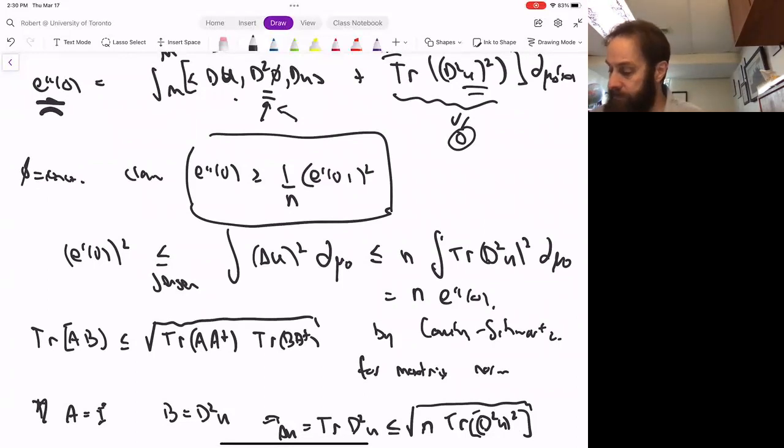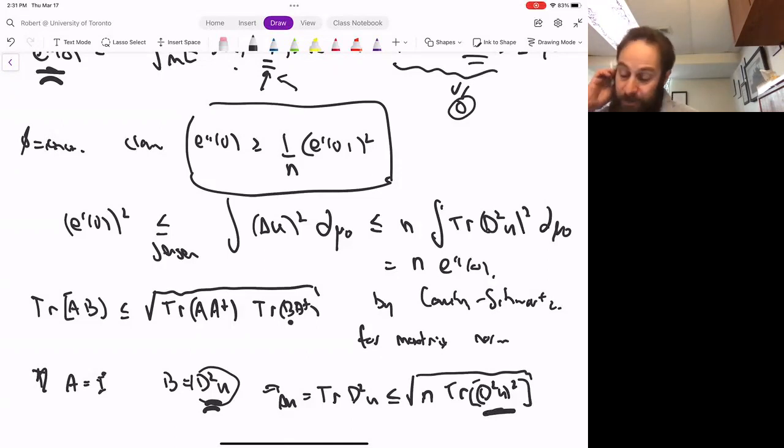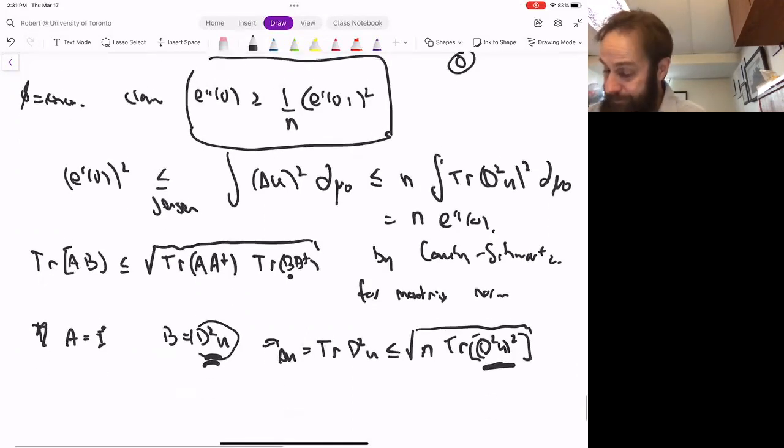And it's very important that this matrix is symmetric, because otherwise what I'd have under here is not the trace. That's where we're using that the map is a gradient. If B was not a symmetric matrix, I don't have under here the trace of B times its adjoint, I have the trace of B squared, and I would be in trouble.